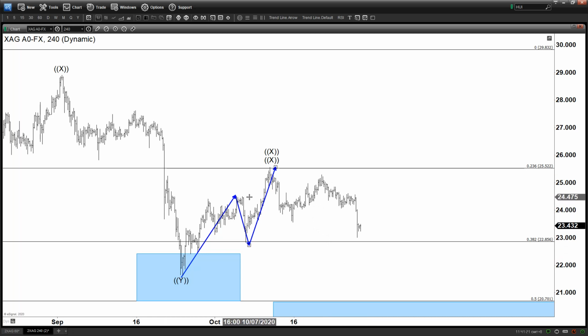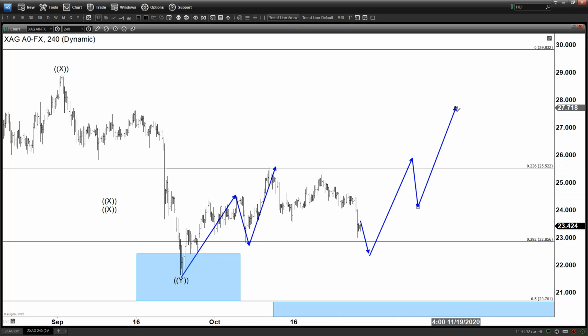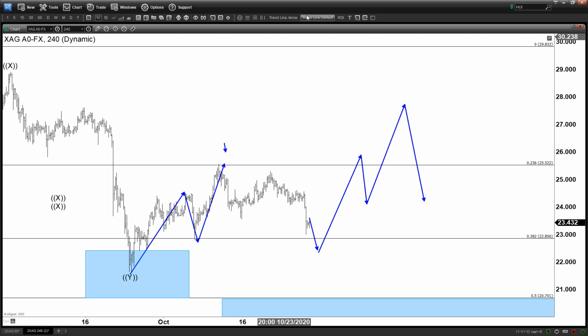Secondly, of course, we can always come up with an alternate. This could be a diagonal, like a 3-3-3-3-3. It's always a possibility. This is wave 1, this is wave 2, this is wave 3, and everything is in 3 waves because it's a diagonal, 3-3-3-3-3. So we can also do something like this.